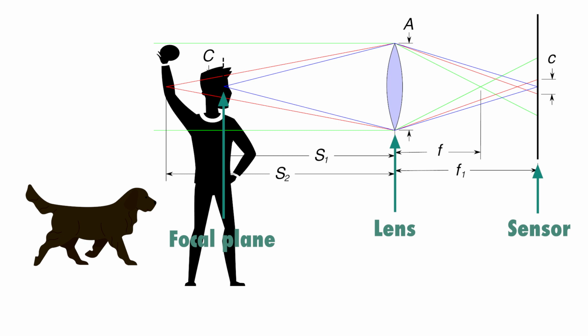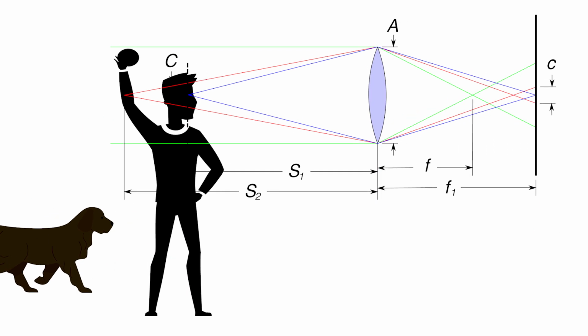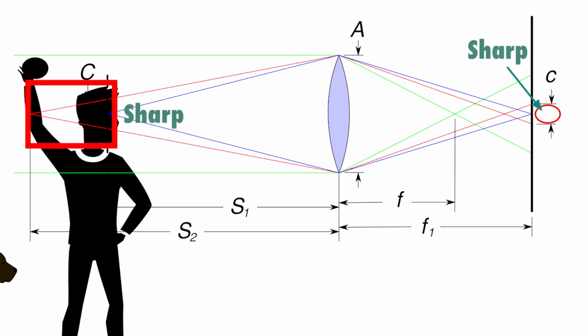Rays of light coming from the dog's face would then fall in front of the focal plane. And to make this easier for you to understand, this range here, from here to here, is where it will appear sharp to you.